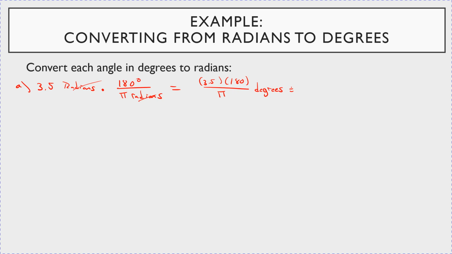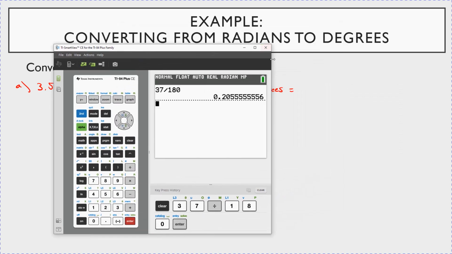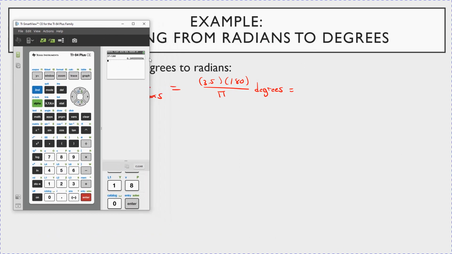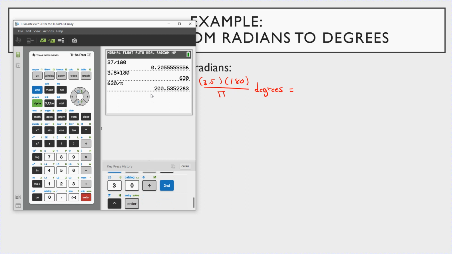So just grab your trusty calculator for this, right? So you're just going to go 3.5 times 180 and then divide that by pi. So, I'm sorry, 630 divided by pi. Look, this is roughly a 200, and I'll round it to 3 decimal points, 200.535 degree angle.